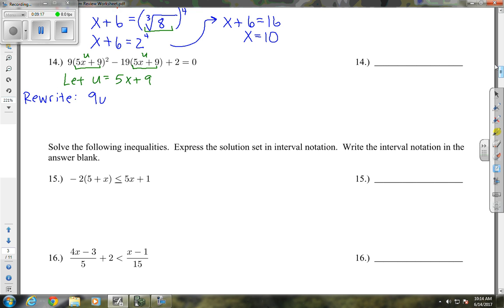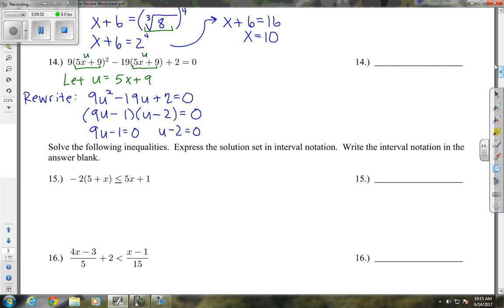So I have 9u squared minus 19u plus 2. Then I'm just recognizing the overall pattern of that equation. This is an ordinary little quadratic equation. We can solve this by factoring. So take some time, break it down with trial and error. You'd come up with the factorization, 9u minus 1 times u minus 2 equals 0. Then we set each factor equal to 0, and we solve for, in this case, u.